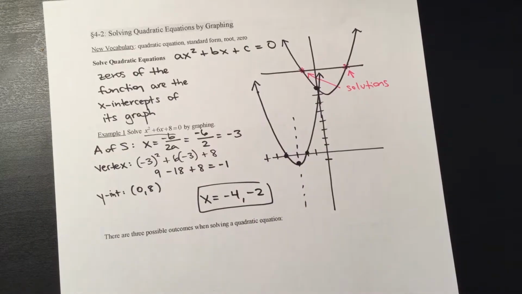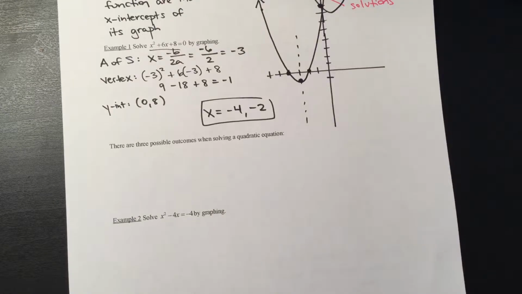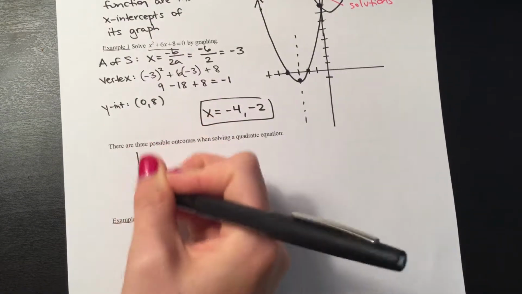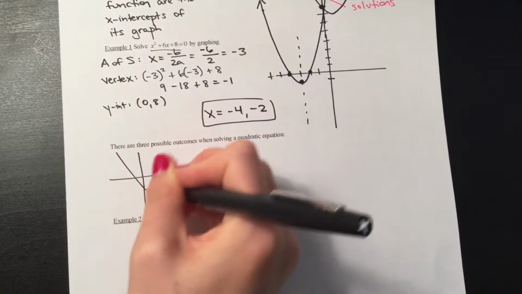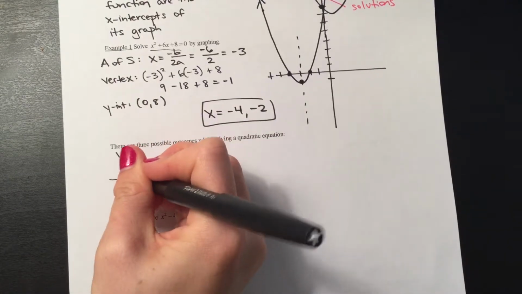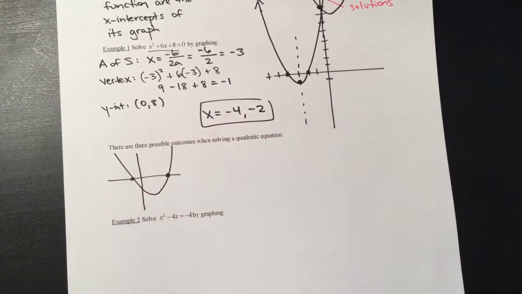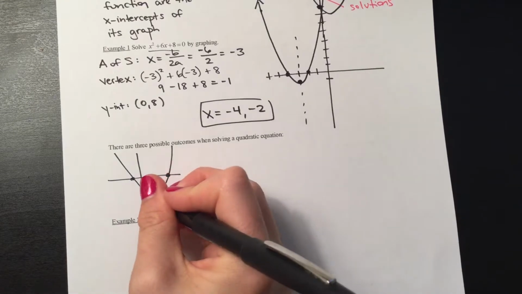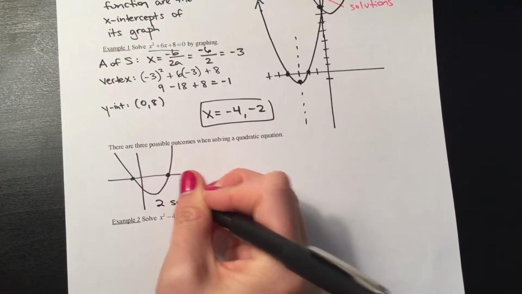Okay, so with this one, this quadratic, I had 2 solutions. There are actually other possible outcomes, so we're going to go through these 3 possible outcomes. Possibility number 1 is basically what we just had, that there are 2 solutions, so our equation would look something like this. It would cross through once, turn around, come back and cross through again. So this is a 2-solution outcome.